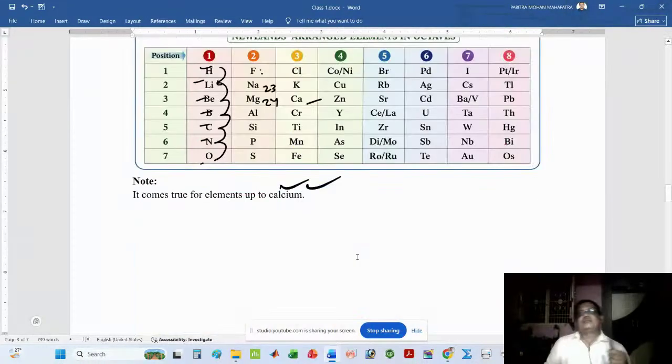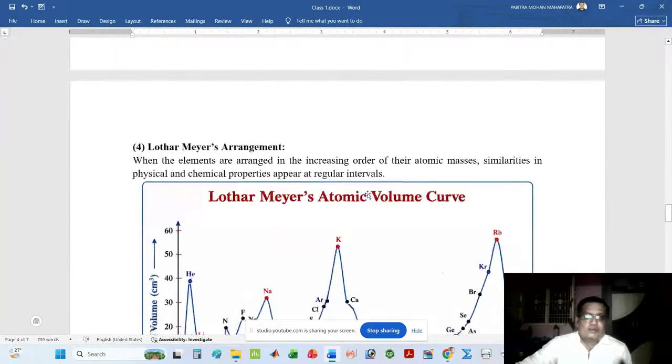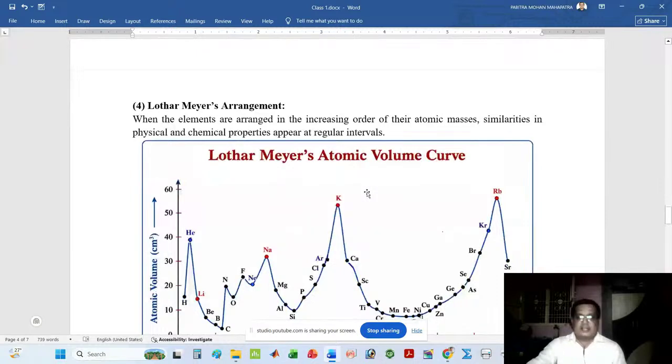When a new element comes, the table loses its validity. Time will come when many elements will be discovered, and the modern periodic table will be unable to explain all the things, unable to satisfy its actual aim. So a new table will be discovered by some scientist. Next, let us go to another arrangement, the Lothar Meyer arrangement.